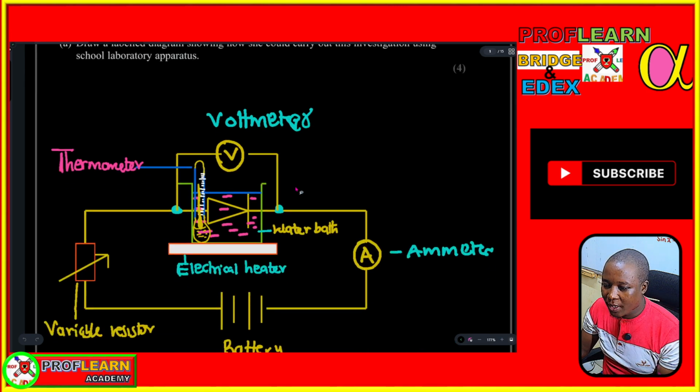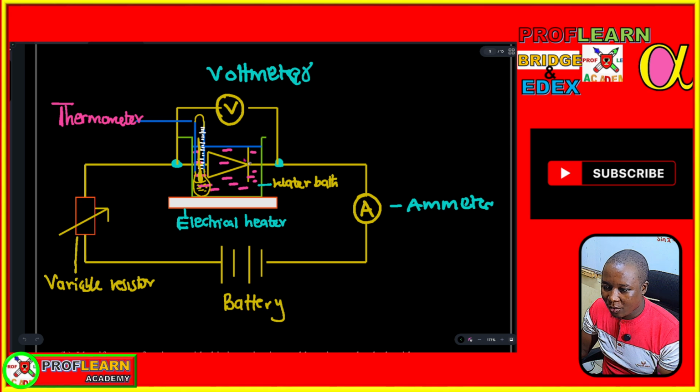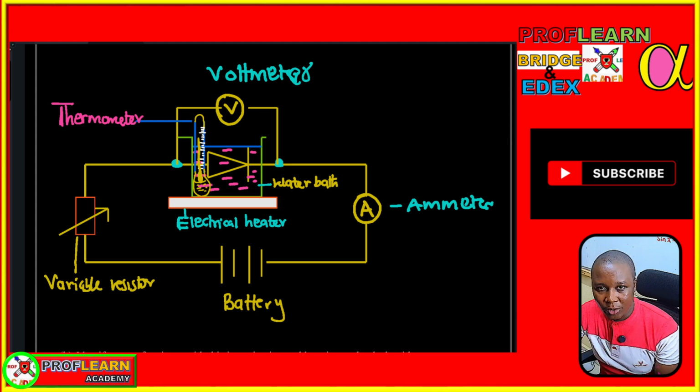So in that, we must have a diode well labeled here. We have a diode. I included a water bath which is heated by an electrical heater, so that the temperature can be varied. Then we check how we are going to measure this temperature. We are going to check the temperature of the water by using a thermometer. Ensure that you have a source of power supply, and then a variable resistor which can vary the current.